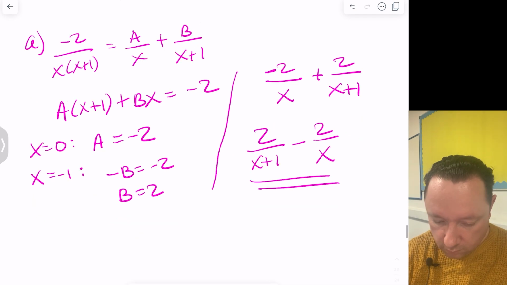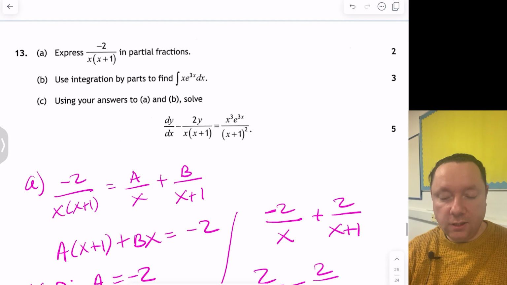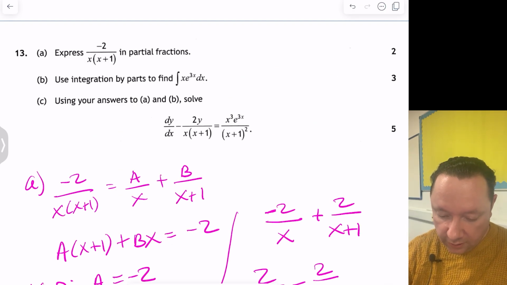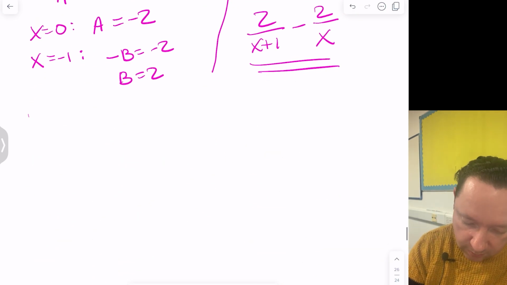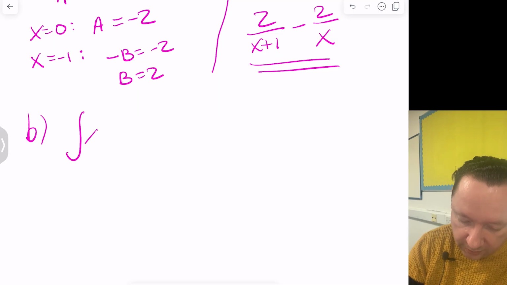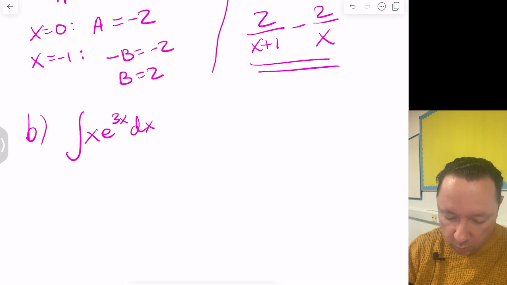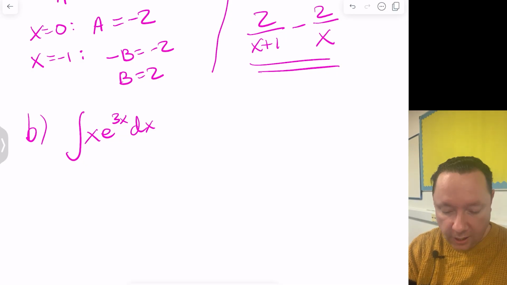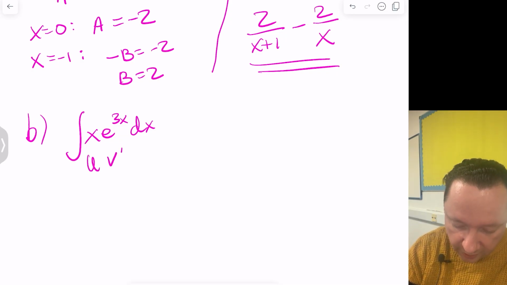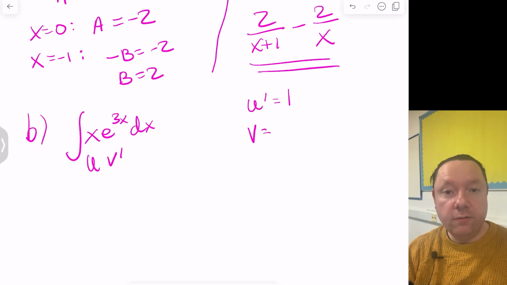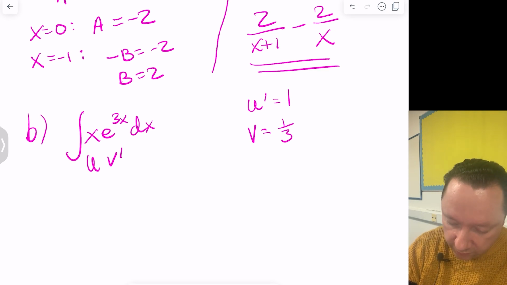Part B, use integration by parts to find the integral of x e to the 3x dx. So the integral of x e to the 3x dx, so we've got uv dash. So the one we want to disappear is x when we do u dash, so that's u and that's v dash. So that means that u dash is equal to 1 and v is the integral of e to the 3x, which is a third e to the 3x.